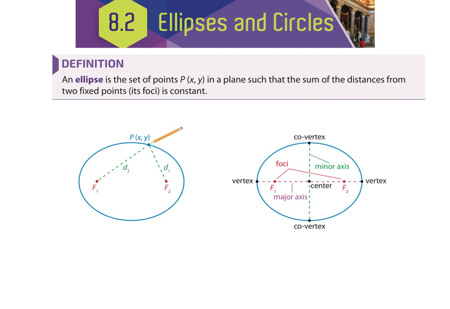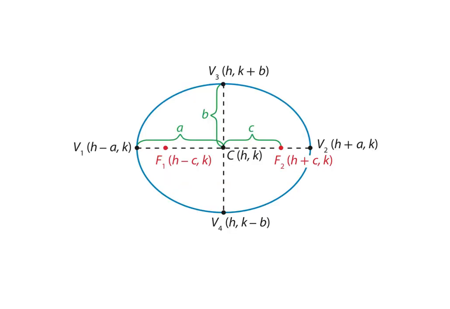So you can think of the furthest point away on the major, that's the vertex. The furthest point away on the minor is the covertex points. Okay, that's what creates an ellipse. How then do we find this? So we're going to talk about the standard form of an equation.